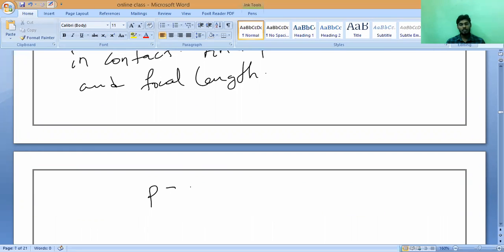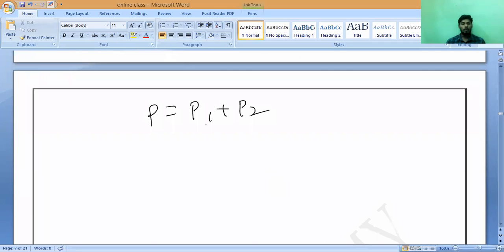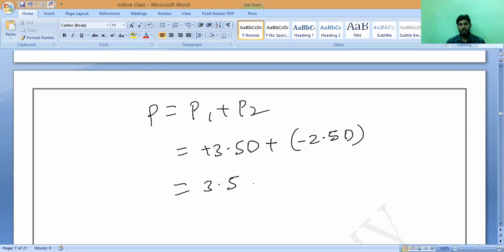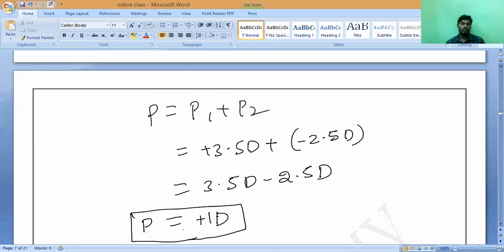So power of combination is equal to P1 plus P2. Now P1 is equal to how much? Plus 3.5 dioptres. P2 is equal to minus 2.5 dioptres. The power of combination is plus 1 dioptre. Is it yes or no? 1D, sir, 1D. So calculate the focal length now.